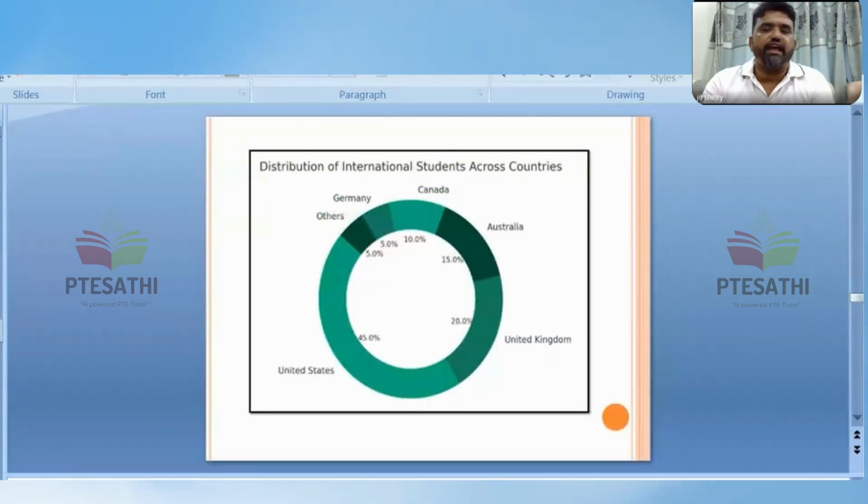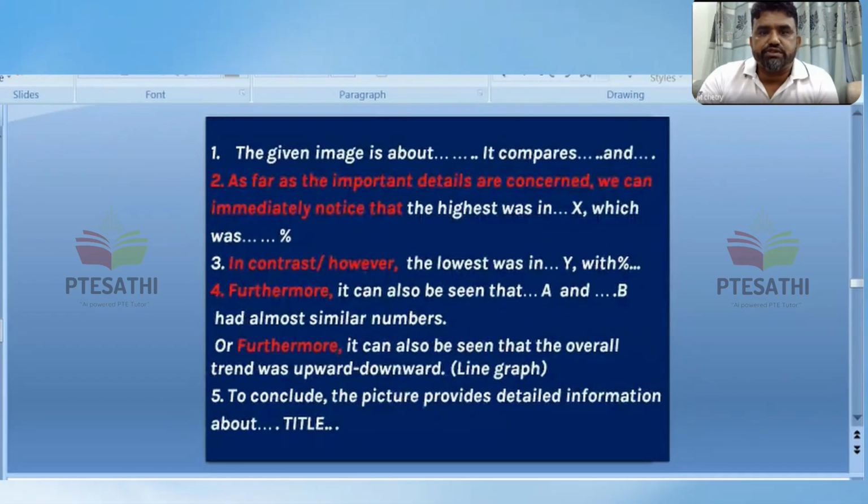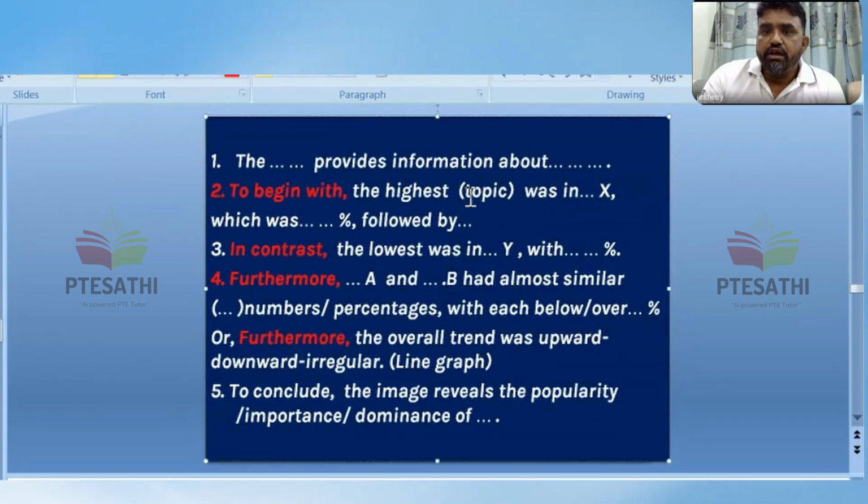Unlike, nothing, and then you're just describing. Yes, your English can be good, but if you have nothing at the back of your mind, there is every chance of getting stuck. You can also go with this structure, but here, what is the difference? If you look at these two structures, the difference that you see here is you are using topic.